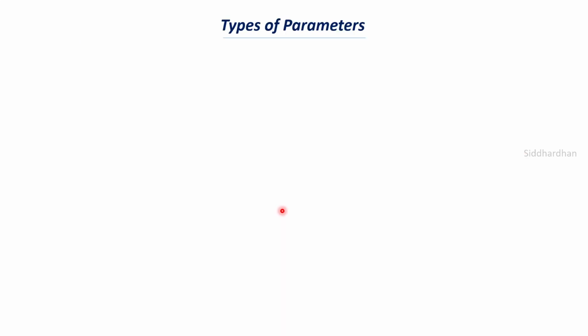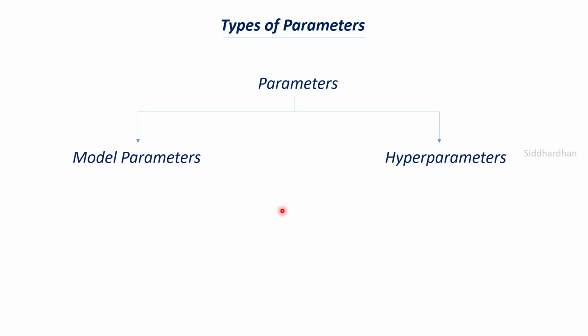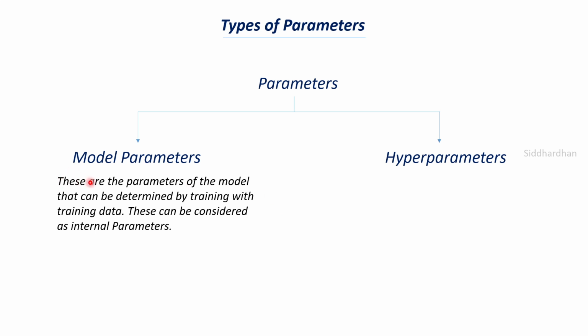So let's get started. As I've told you, the two main types of parameters that we have in machine learning are model parameters and hyperparameters. I'll give you the definition of these. Model parameters are the parameters of the model that can be determined by training with training data. These can be considered internal parameters, and the two important model parameters that we have are weights and biases. So this is the definition of model parameters, and the two model parameters are weights and bias.